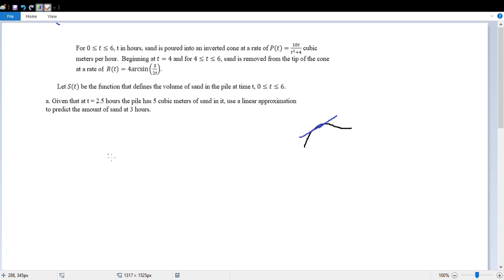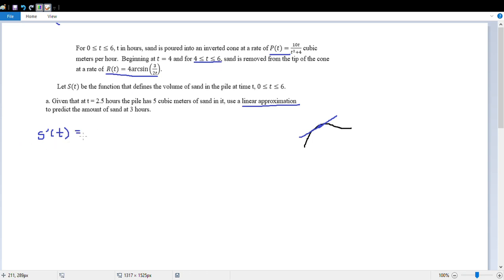So let's try that. Let's try and get a linear approximation. A linear approximation, this just simply means tangent line. So first of all, let's try and describe s prime of t. Well, this question threw us a bit of a curveball because we've got more than one rate to consider. We've got this rate P of t, which is the increase in sand, and then we got this R of t, which is the decrease, but R of t doesn't kick in until time 4.